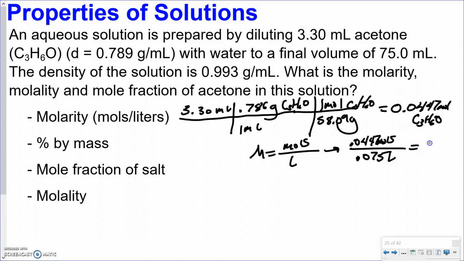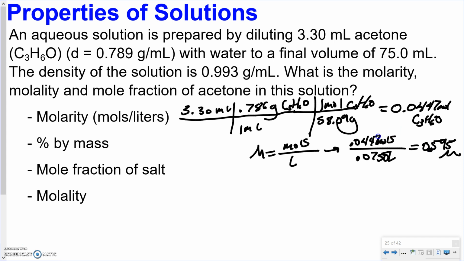Okay, proper sig figs looks like 3 again, because you do have 3 here. I just didn't convert it all the way down here. So that's going to be 0.595 molar. Okay, so that's our molarity. Not too bad.